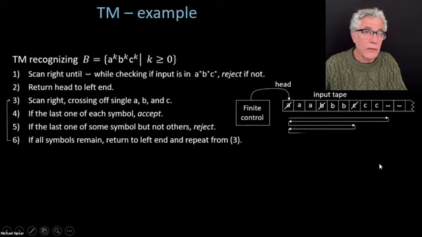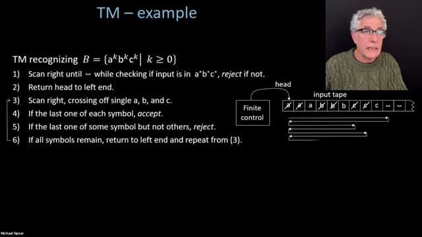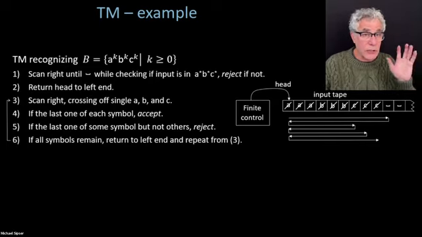Now we're going to another pass: single A, single B, single C get crossed off. Have we crossed them all off yet? No, there still are remaining ones of each type. So again, we return back to the beginning. Now we have a last pass: cross off the last A, the last B, the last C. The last one of each type was crossed off. So now we know we can accept because the original string was in the language.